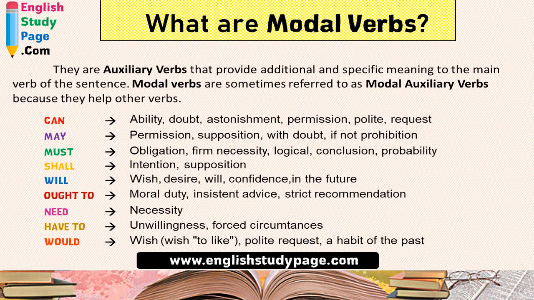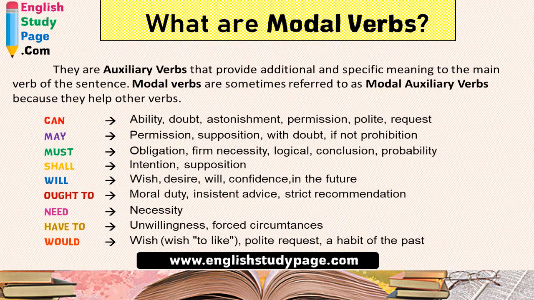Can. This shows ability, doubt, astonishment, permission, politeness, and request. May. This shows permission, supposition, and, if not, prohibition. Must. It shows obligation, firm necessity, logical conclusion, and probability. Shall. Shows intention and supposition.